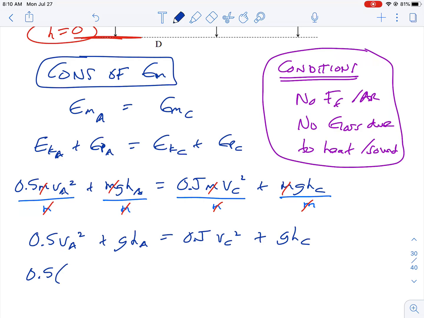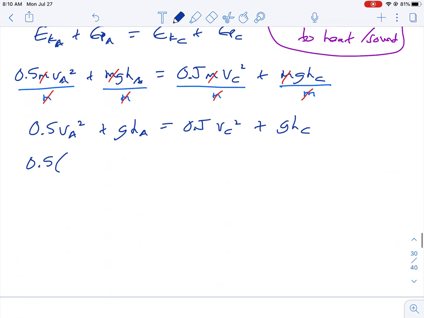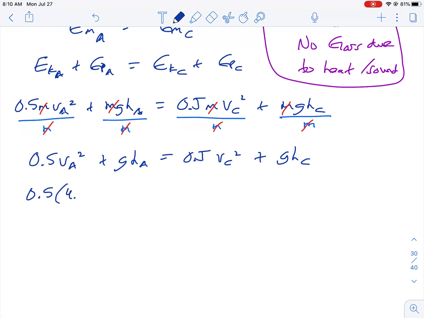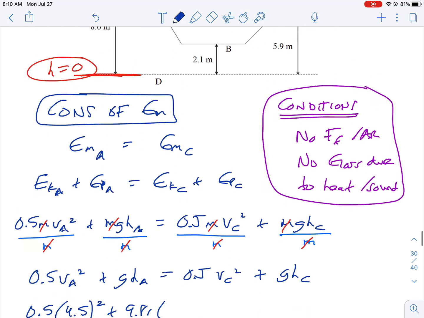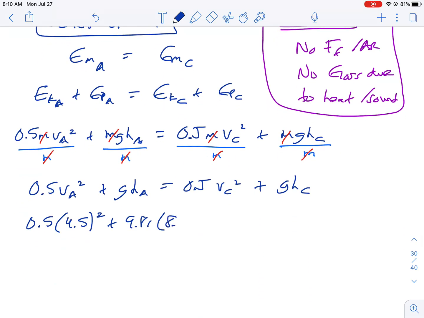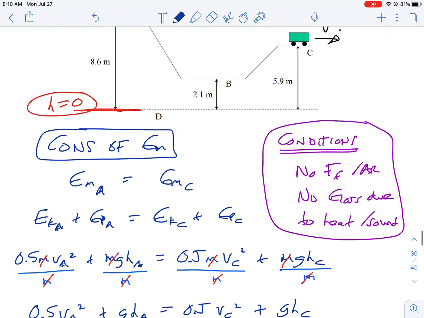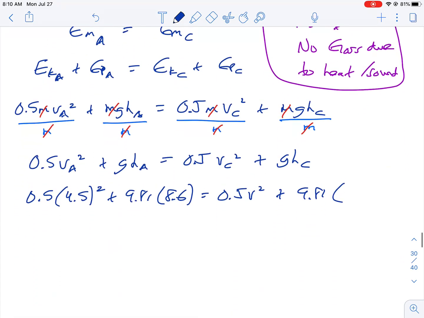I'm just going to plug the numbers in here. We have vA, which is 4.5. So 4.5, don't forget to square that, plus 9.81 times the height at A, which was 8.6, equal to 1/2 v squared, what we're solving for, plus 9.81 times the height at C, which is 5.9.